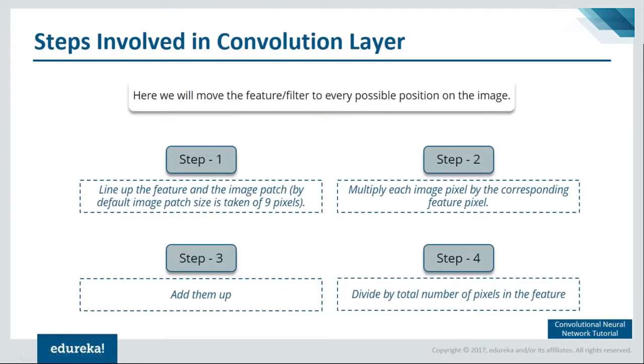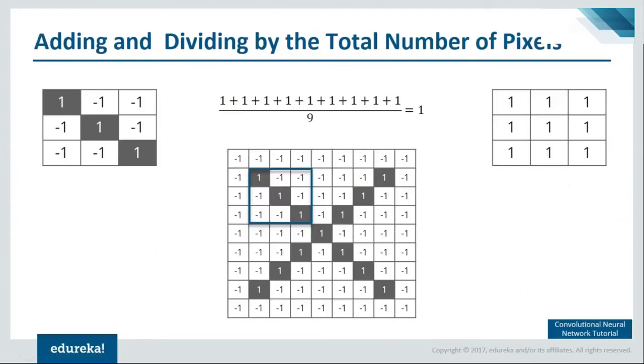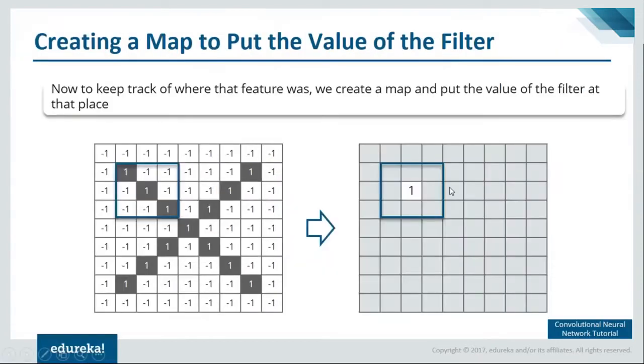We need to add them up and divide by the total number of the pixels in the feature. So what I mean by that is, after the multiplication of the corresponding pixel values, we add all these values, we divide it by the total number of pixels, and we get some value, right? And then our next step is to create a map and put the value of the filter at that particular place. We saw that after multiplying the pixel value of a feature with the corresponding pixel value of our image, we get the output, which is 1. So we place 1 here.